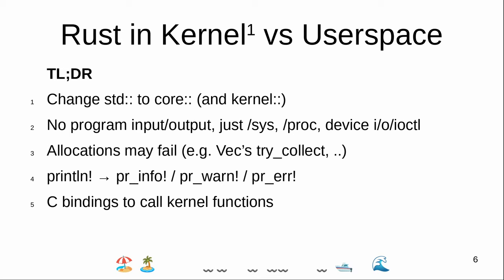So in TL;DR, you take this user space program and you want to port it to kernel space. What do you have to do for that? The first thing is you remove everywhere where it's written std:: and replace it with core:: or kernel::. The core crate you can still use, but not the standard library.